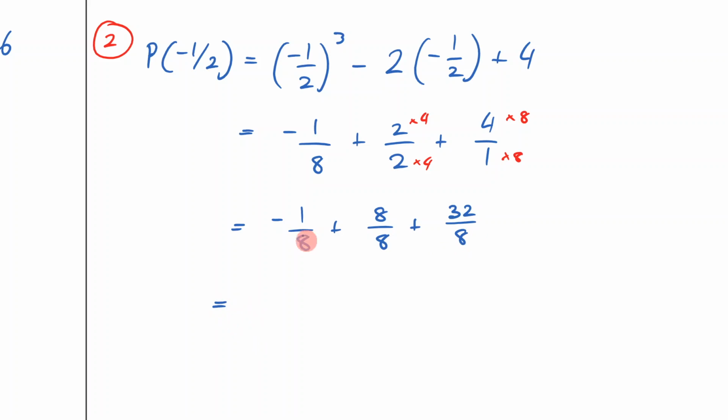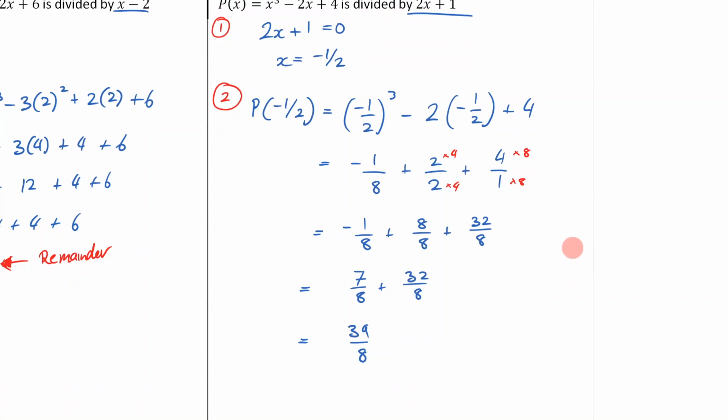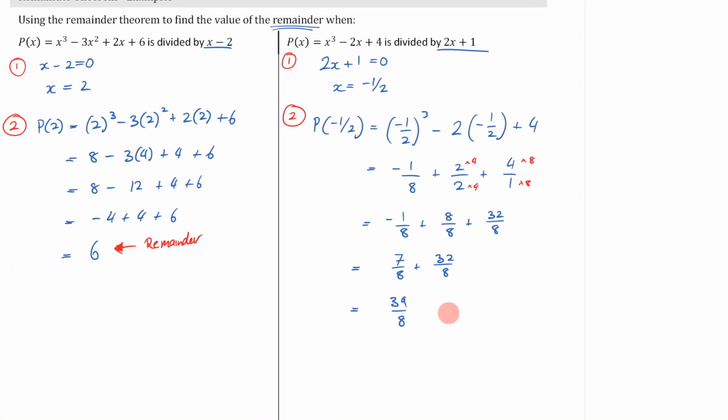And now I can add them together. Negative 1 on 8 plus 8 on 8 is going to be 7 on 8. Then I've got 32 on 8, which is going to end up being 39 on 8. So just a little bit fiddly there, but hopefully you went well with that. So what we've just done there is we've figured out what the remainder is going to be, and we've used our remainder theorem. And sure enough, what this tells us is that 2x plus 1 is not a factor of p of x. But that's how you're approaching it. You're just using those 2 steps.